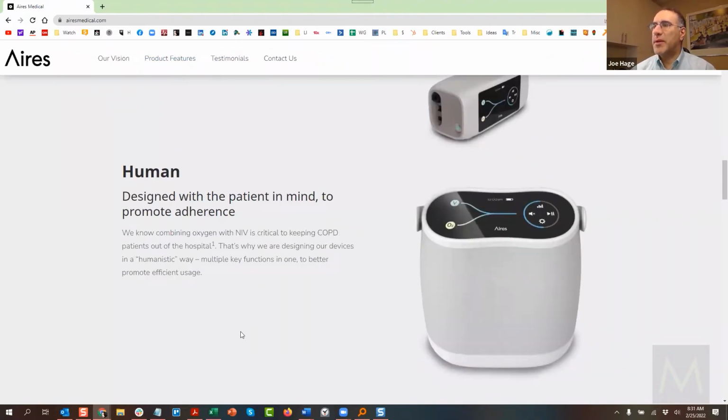Designed with the patient in mind to promote adherence. NIV, I don't know what that means. Non-invasive ventilation. Thank you. Typically, they'll have possibly portable oxygen. If you think of the companies in the market today, Philips Respironics is the leader with the Trilogy. There's ResMed, there's Breas, there's a lot of home hospital ventilators. This is more home. It could be used in hospital, but the focus is for home use.